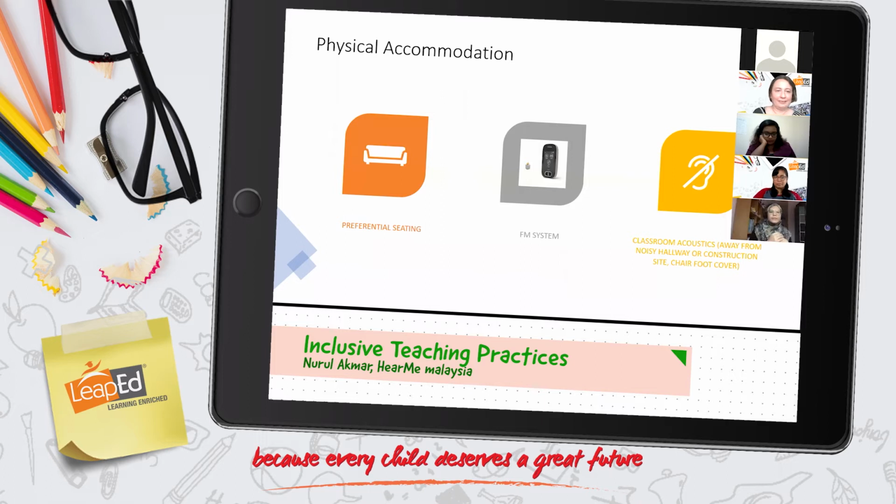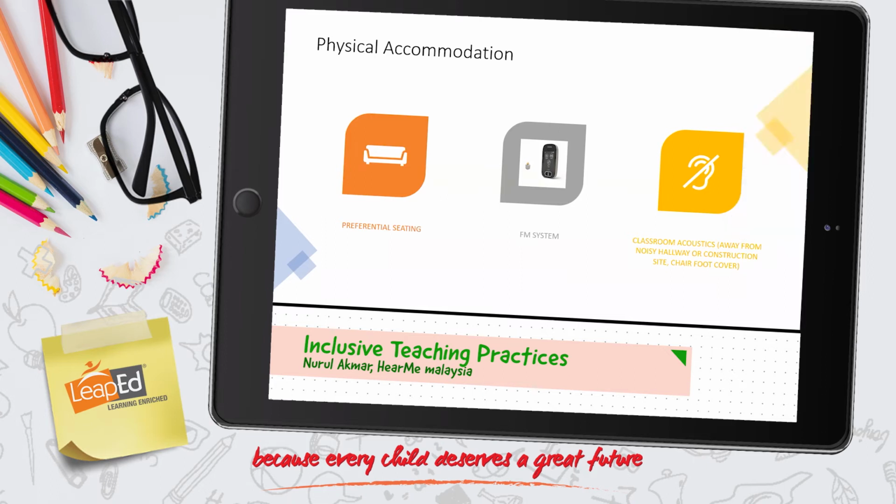Use an FM system. It's actually a mini microphone that goes directly to the hearing devices, so you will always sound like you are only 6 inches away from the child. And we have to ensure that we have good classroom acoustics. So basically, if we have children with hearing loss and other disabilities, we should place them in a classroom that is away from noisy hallways or construction sites, in order to help them listen without much competing sounds. Next slide.